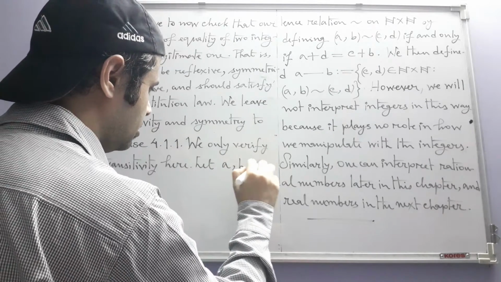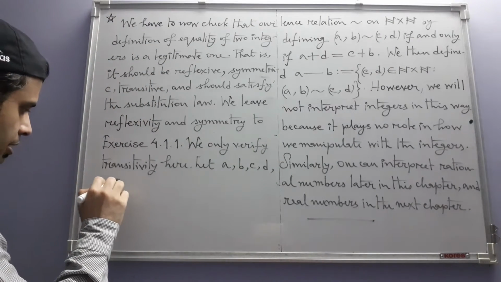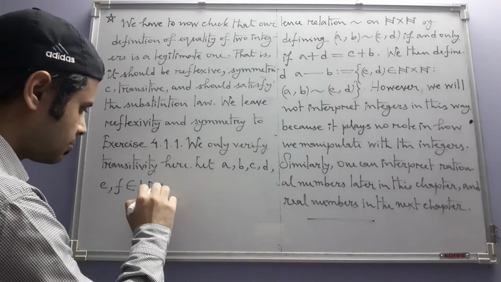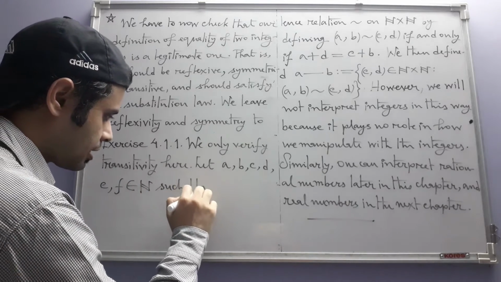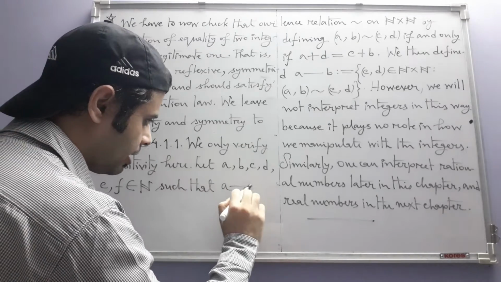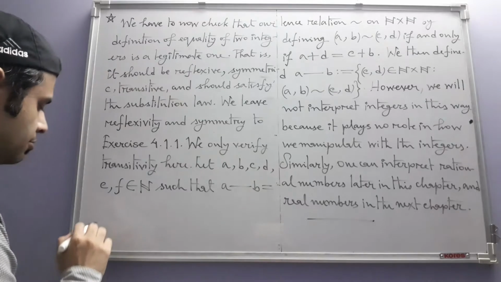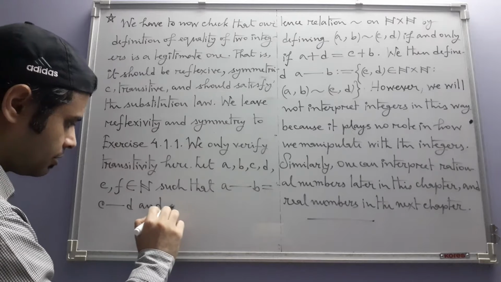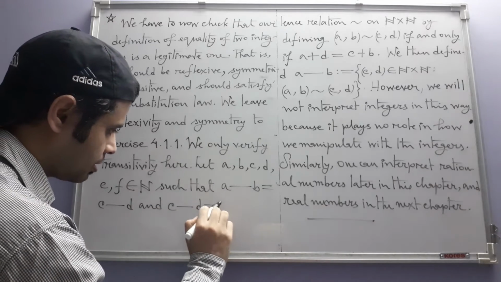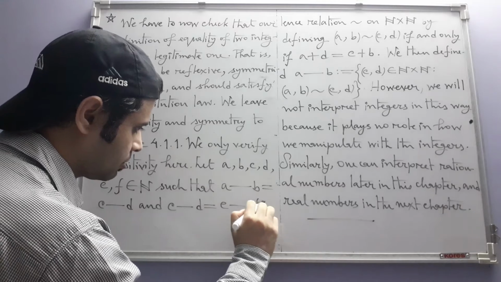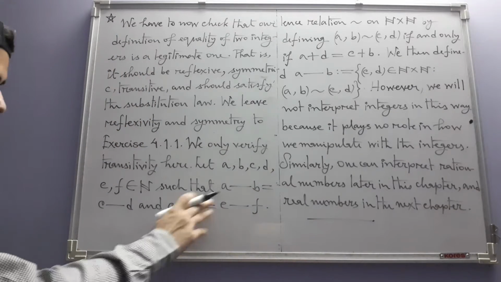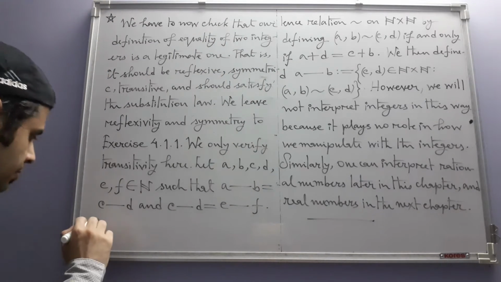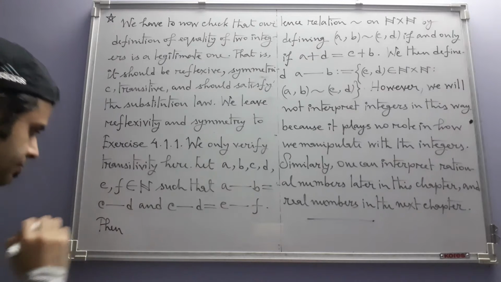Okay. So let A, B, C, D, E, F be natural numbers such that the integer A dash B is equal to the integer C dash D, and the integer C dash D is equal to the integer E dash F, and these equalities are the ones we have defined there in our actual definition.